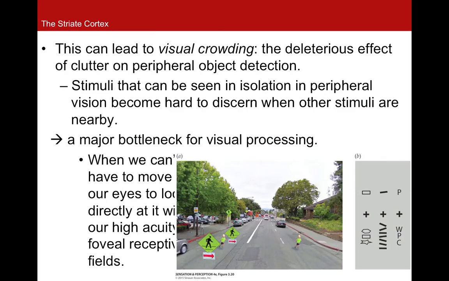So this fact can lead to visual crowding, which is the effect of clutter on your peripheral object detection. Basically there's just too much stuff, and then it has a negative effect on your ability to detect objects in your periphery. So stimuli that could have been seen if they were in isolation in your peripheral vision are now really hard to discern when it's cluttered, when there's lots of stuff. So this is a bottleneck for visual processing.